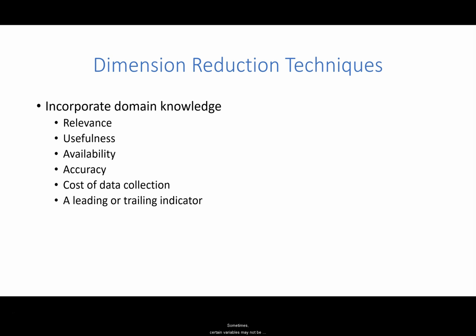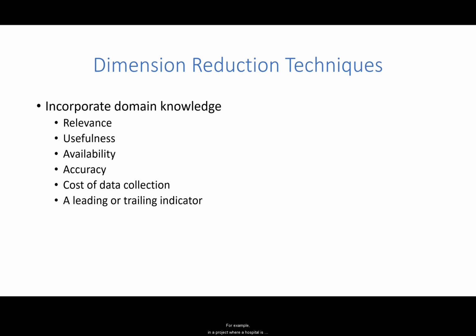Sometimes certain variables may not be available to measure, cannot be measured accurately, or may be too costly to measure. Then including these variables in your model would not be very helpful, because the model cannot be applied to future cases where these variables are not present or measured accurately. It is also not helpful if a variable is a trailing indicator rather than a leading indicator, if your goal is to develop predictive models.